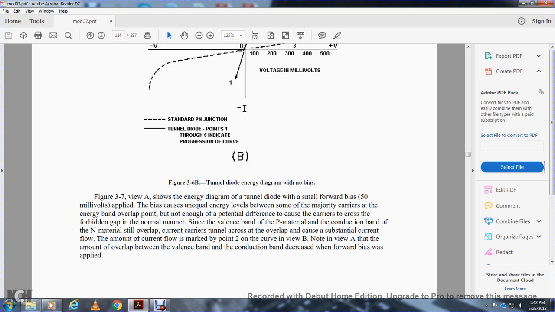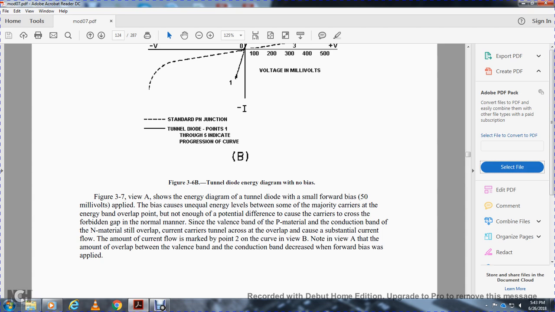Figure 3-7 view A shows the energy diagram of the tunnel diode with a small forward bias of a few millivolts. The bias current is small, and the energy levels are unequal between the majority carriers, but the energy bands still overlap. The valence band of the positive material and the conduction band of the negative material still overlap, so carriers can tunnel across the overlap, causing substantial current.